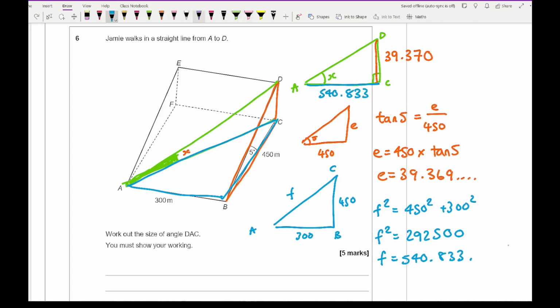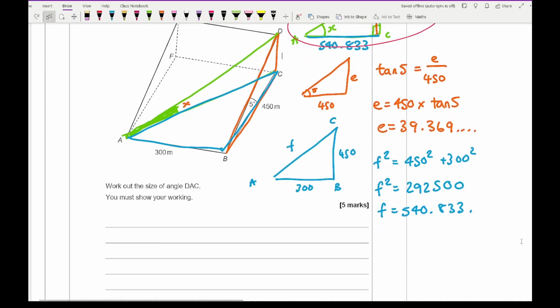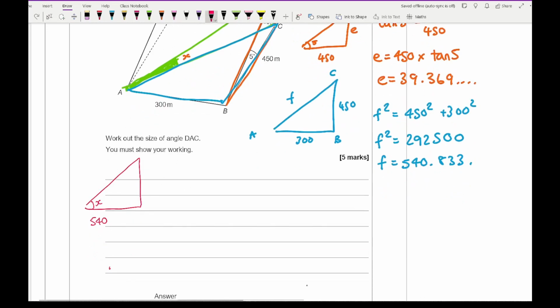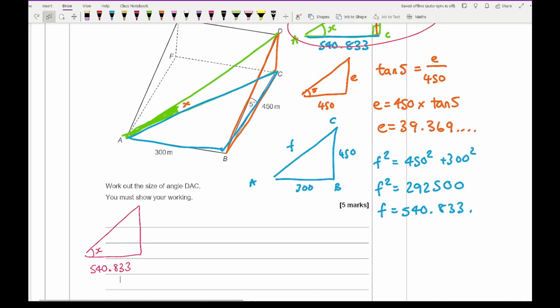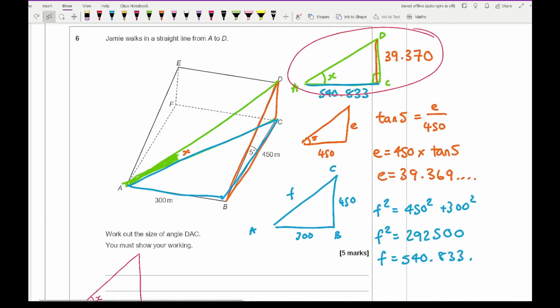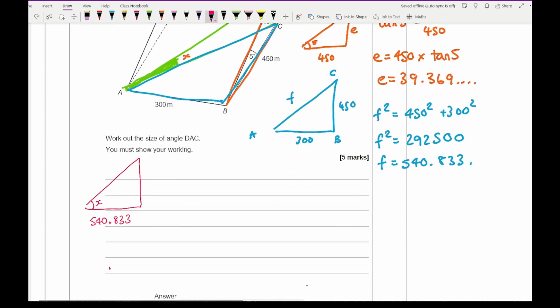So if I then take this triangle and draw that out separately, this is the angle that I'm trying to find. This length here is 540.833. The height is 39.37.